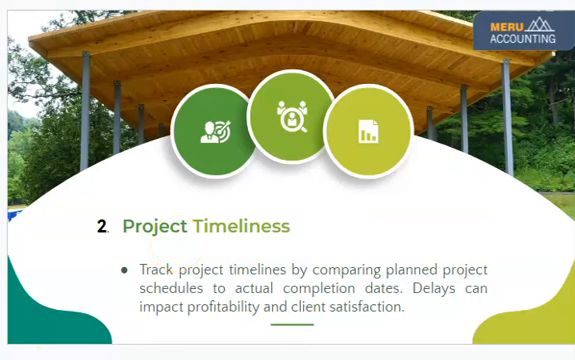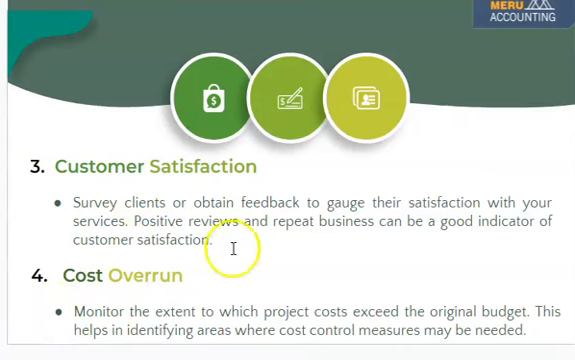Project timeliness. Project timeliness is an indicator which is used to track timeliness by comparing the time you planned to complete the project and the actual completion time. If delay happens, then it will affect the profitability and client satisfaction. Now let's talk about customer satisfaction. Customer satisfaction indicators measure the satisfaction level of your customers with your service.